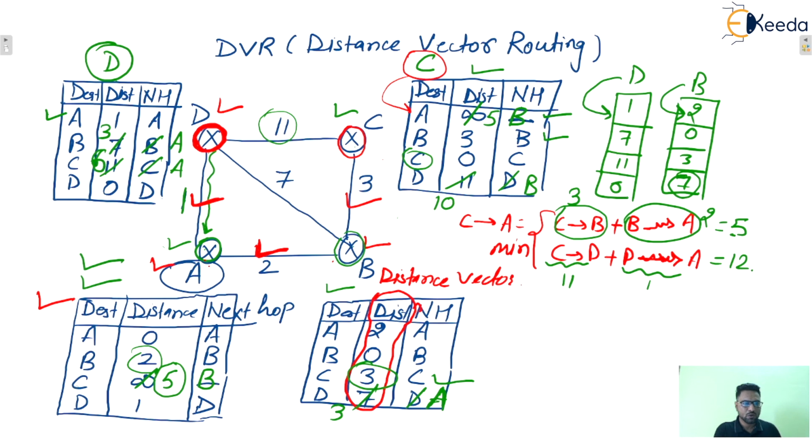A to C, the shortest is what? 5. So these two links are used. A to D, directly. So that link is used. Similarly, in the distance vector routing table of B, B to A. So this link is used. Next stop is A. B to B will be 0, B to C, that is 3. So this link will be used, isn't it?